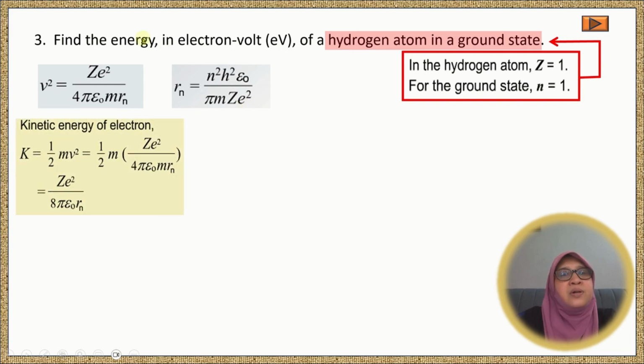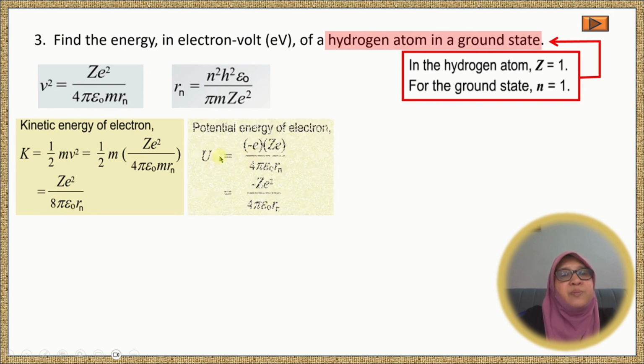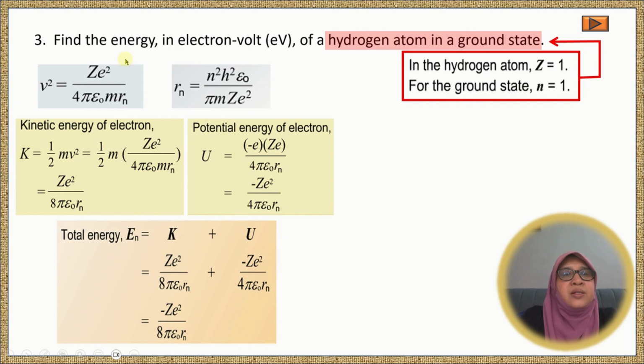The energy is the total of kinetic energy plus potential energy. Kinetic energy is half mv squared, so we substitute this v squared into the equation. We get the kinetic energy formula given by Z e squared over 8 pi epsilon naught r. For the potential energy, we use the electrostatic force, so Z times e times e divided by 4 pi epsilon naught r. The total energy will be kinetic energy plus potential energy.